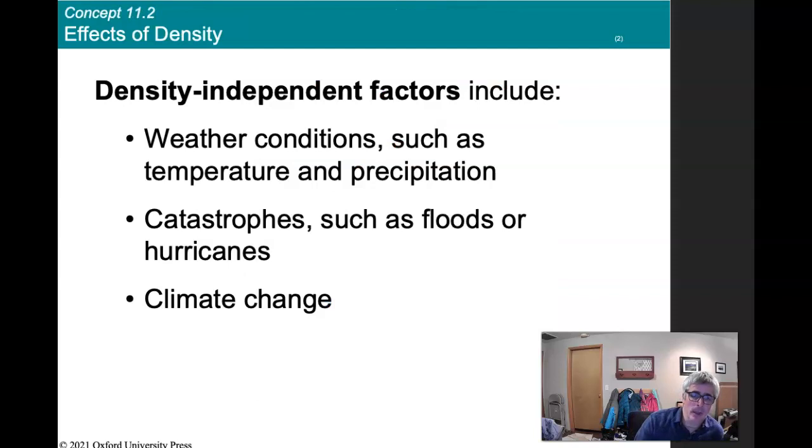Density-independent factors include weather conditions such as temperature, precipitation, catastrophes, floods, hurricanes, and climate change. Meaning, it doesn't matter how many mice are on a barrier island. When the hurricane comes, some of you are going to die. Doesn't matter if you were a sparse population or a dense population, the likelihood of you dying has nothing to do with that. It just has to do with the fact that a hurricane hit your little island.